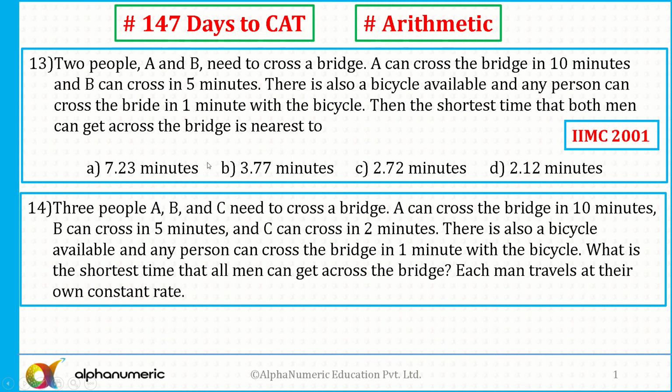Hi, today is 3rd July 2020 and from today exactly 147 days are remaining for CAT. And today we are going to discuss two questions from time, speed and distance. Very interesting questions. So take your time, pause the video and try to solve these two questions. And then after some time you can start watching the video.